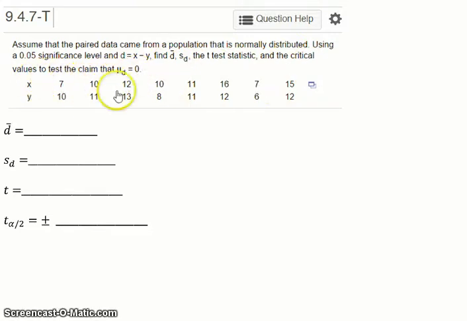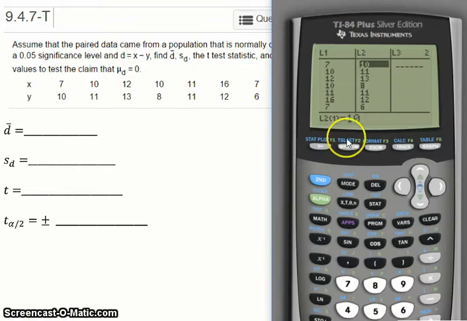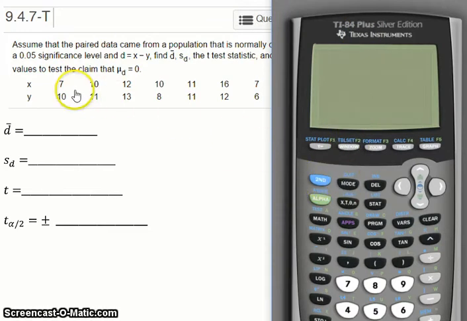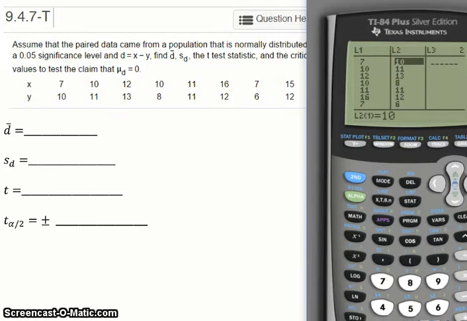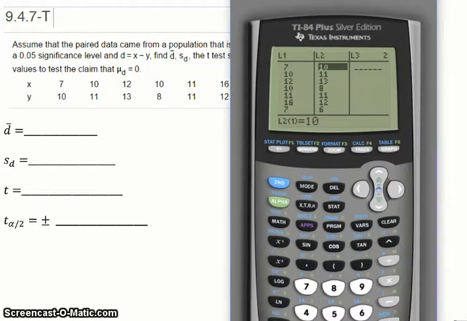So this is my first list, this is my second list, and these are paired data. Which means I can combine these two lists into one list, the difference list. So that's exactly what I'm going to do here. In my TI-84, let's take a step back. We're going to input these two lists. Go to stat, edit. This is my X list. This is my Y list. I already have those inputted. So from here, I'm going to create the difference list.